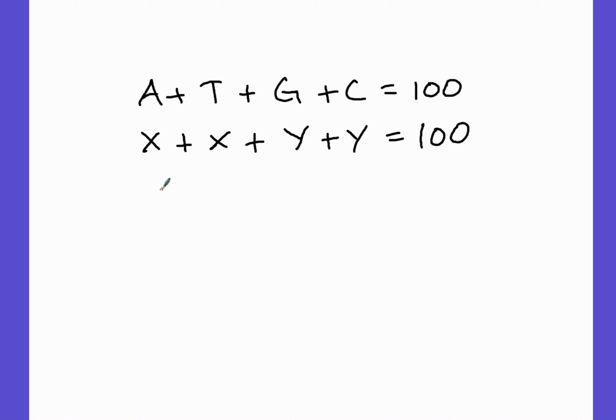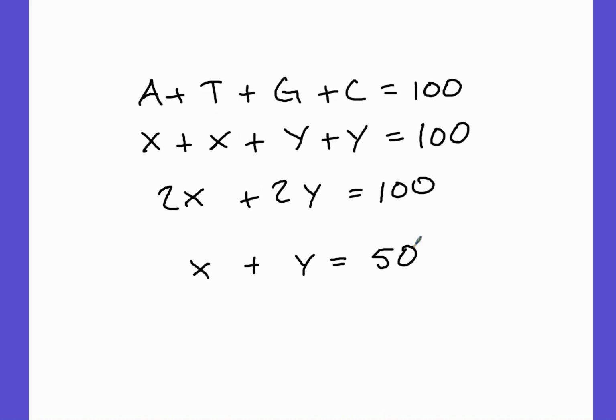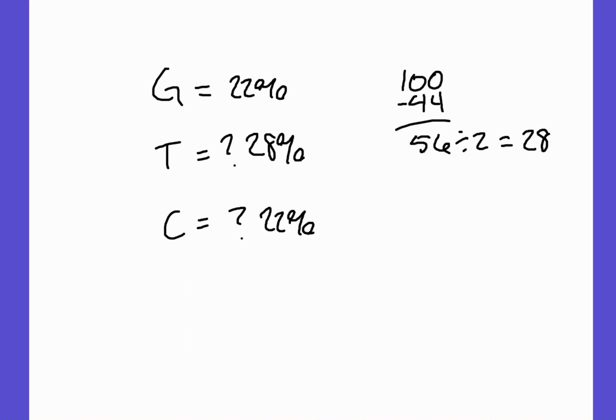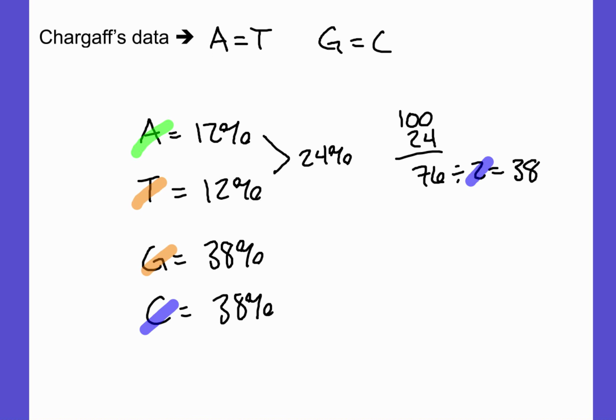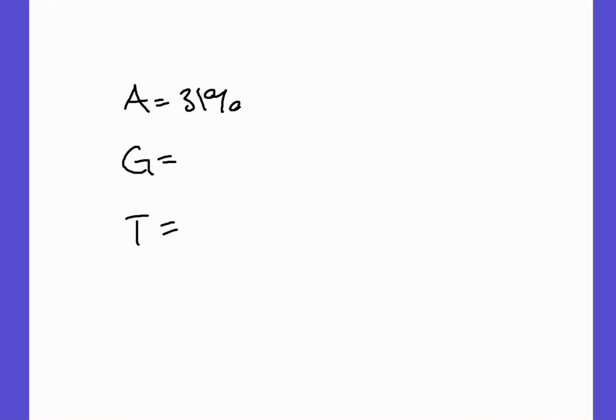But simplifying this a little bit, that means 2x plus 2y equals 100. And that actually means that x plus y would be equal to 50, right? I just simplified, I divided everything by 2. Now that could be really useful for you as a shortcut because guess what 22 plus 28 is? Guess what 12 plus 38 is, right? You don't actually have to subtract from 100 and divide by 2 if you understand that those two things added up equal 50. So I'm going to leave you with this problem here. A is 31%. You figure out what G is, you figure out what T is, and I'll check it next class period for you.